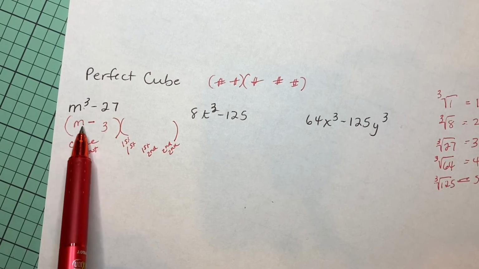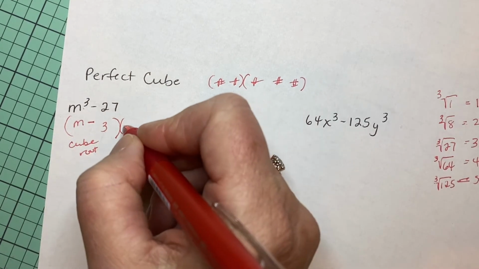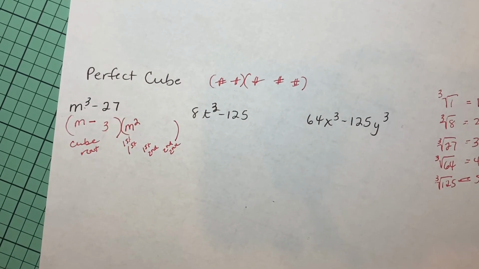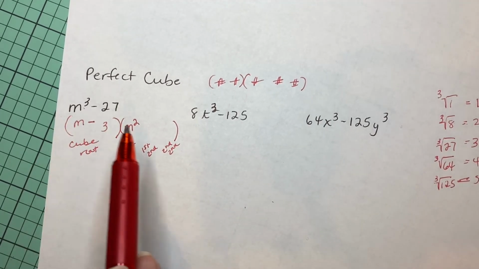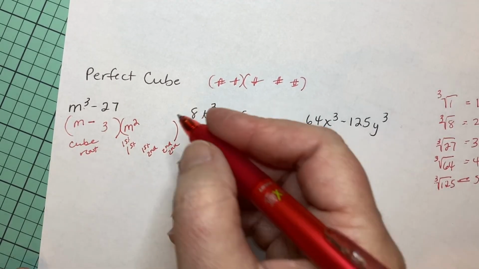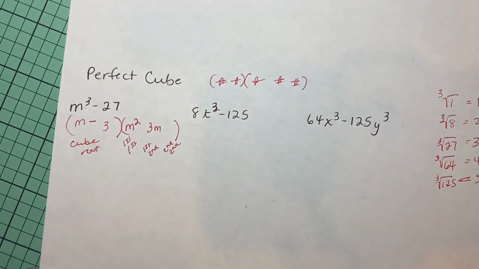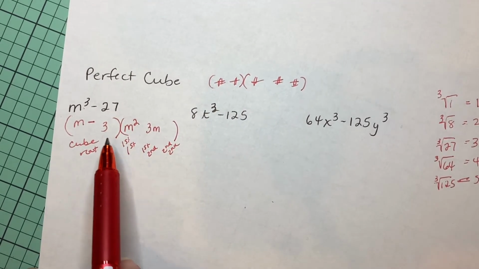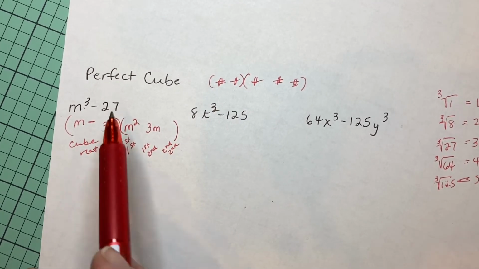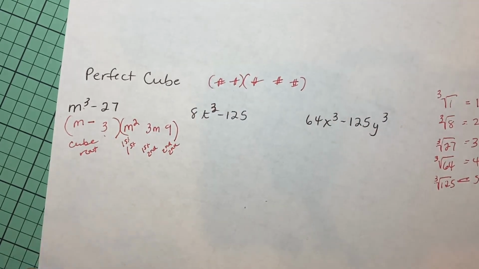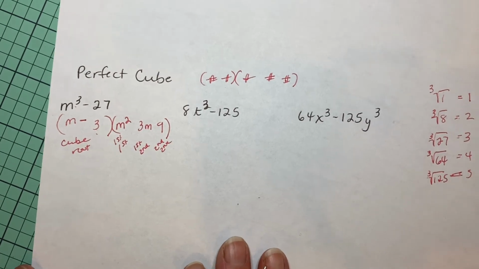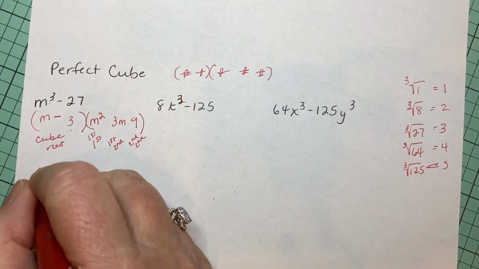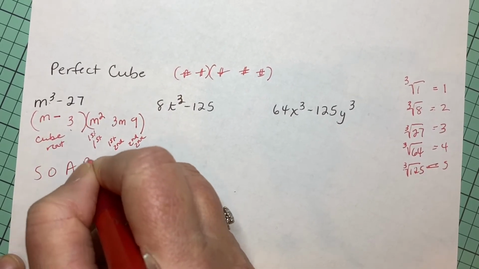So first times first, m times m is m squared. And then first times second, m times 3 is 3m. And then second times second, 3 times 3 is 9. Okay, that's our numbers.